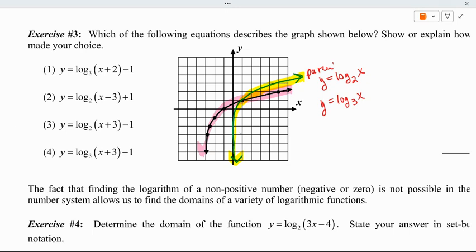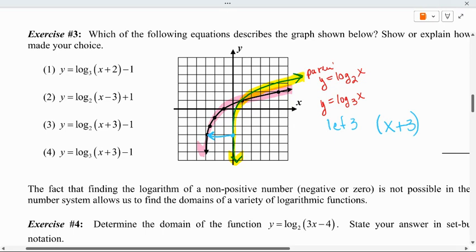Let's count how many units it moves. From here to here, how many units does it move? Yeah. So if something goes left 3, that looks like an x plus 3 inside the function, right? That's just from chapter 1, parent functions, transformations of functions, okay? So this is out and this is out. So I know it's got to be down to sample 3 or 4.